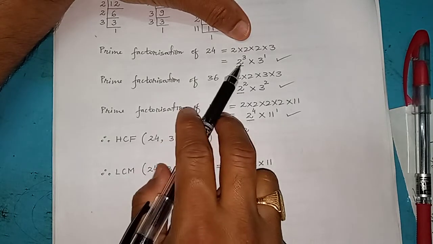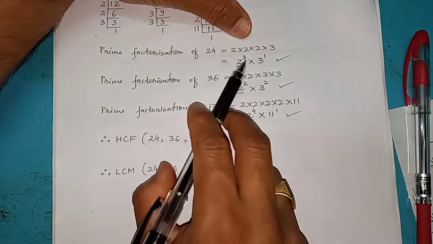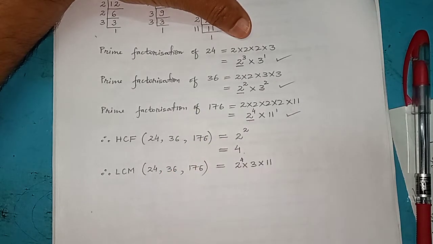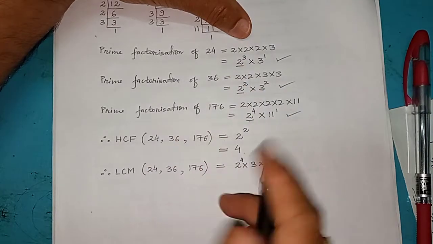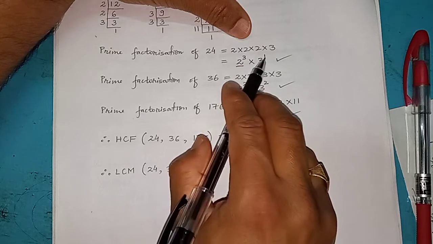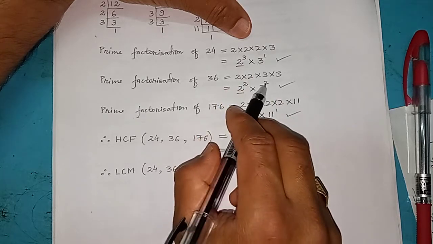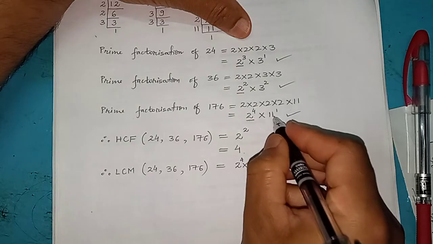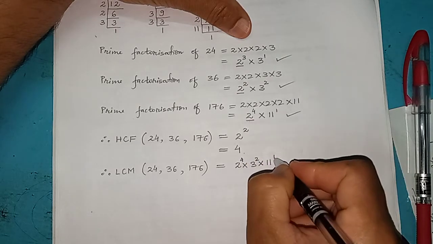See, for the prime factor 2, the highest power is power 4. That means we'll write 2 raised to power 4 as the highest power for this prime factor 2. For 3, there are two powers coming, and the highest power is what? Here 1 and here 2. The 2 is bigger, so 2 is the highest power: 3 square. And 11 is only one time, 11 is power 1, so we give this 1 only.